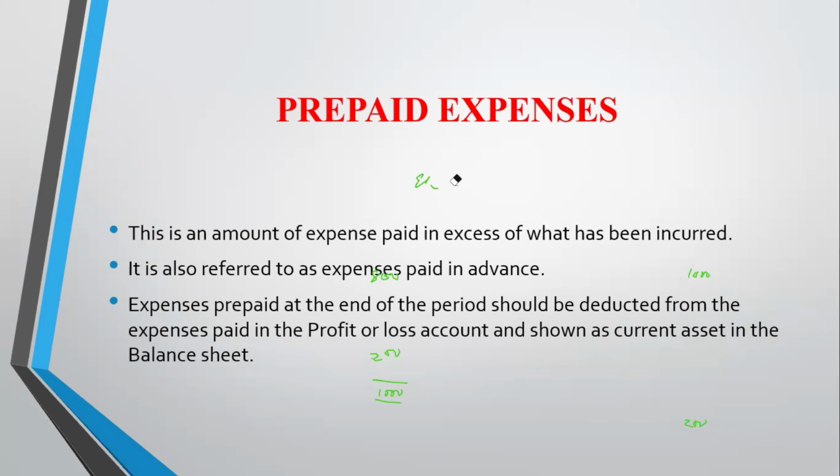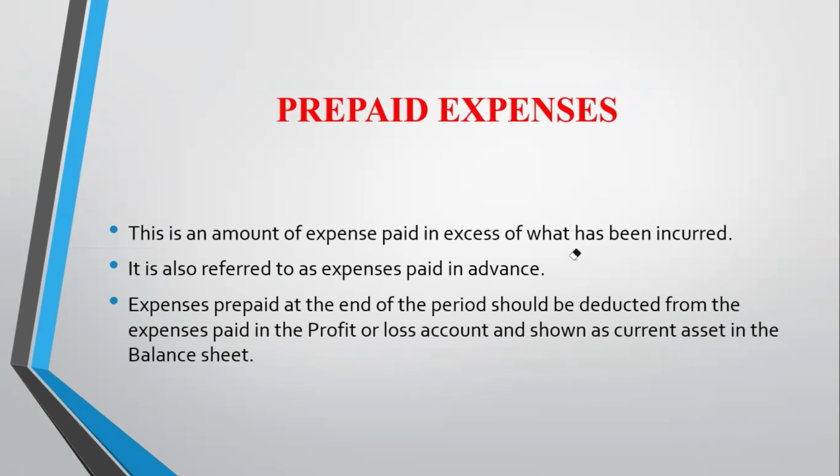We've paid for the expenses in advance. So we are not yet in, let's say, 2026, 2027, but we've paid for the expense for the next year. That is the prepaid expenses. We've made a payment for the next year. That is the prepaid expenses.